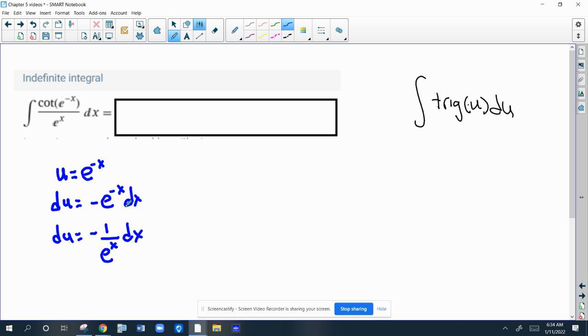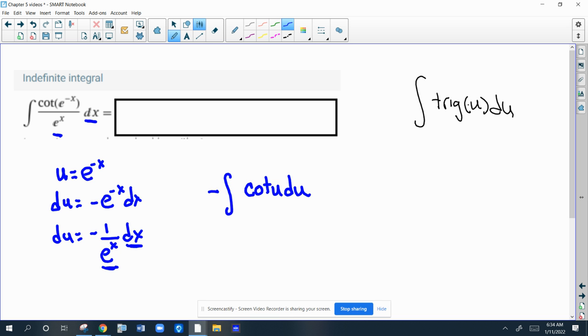And that's it. So if you notice on the original integral, we have dx over e to the x. On our du, we have dx over e to the x. That equals negative du. So this integral can be rewritten as cotangent of u, and then dx over e to the x we said was a negative du. So now all you have to do is remember what the integral of cotangent of u is.